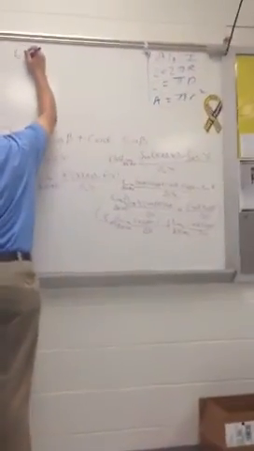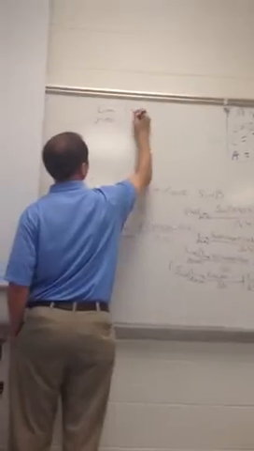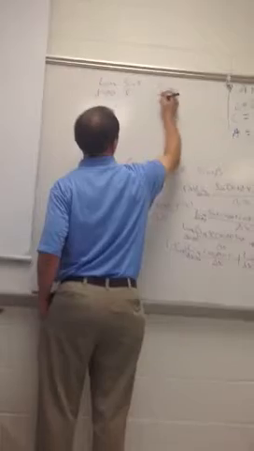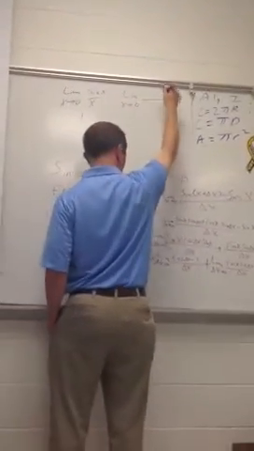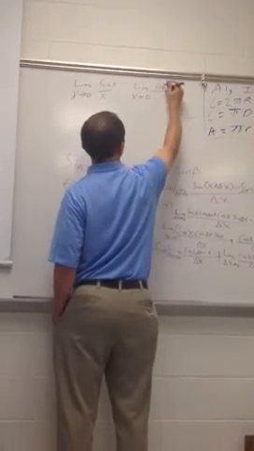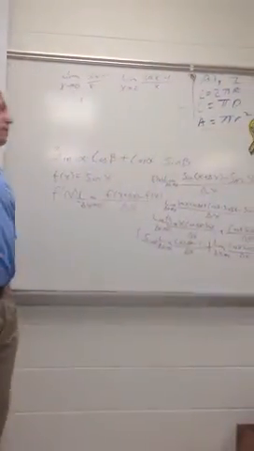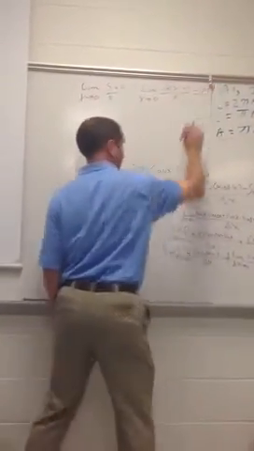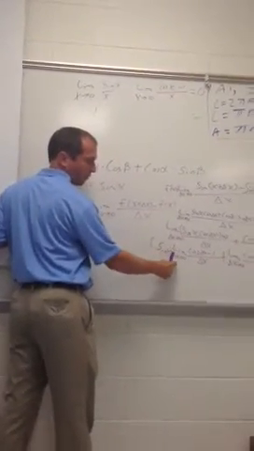Do you remember what the limit as x approaches 0 of the sine of x over x was? 1. That was 1. Do you remember what the limit as x approaches 0 of cosine of x minus 1 over x was? 0. That was 0. Alright, we're about to use both of those properties here. Now, this right here becomes 0.